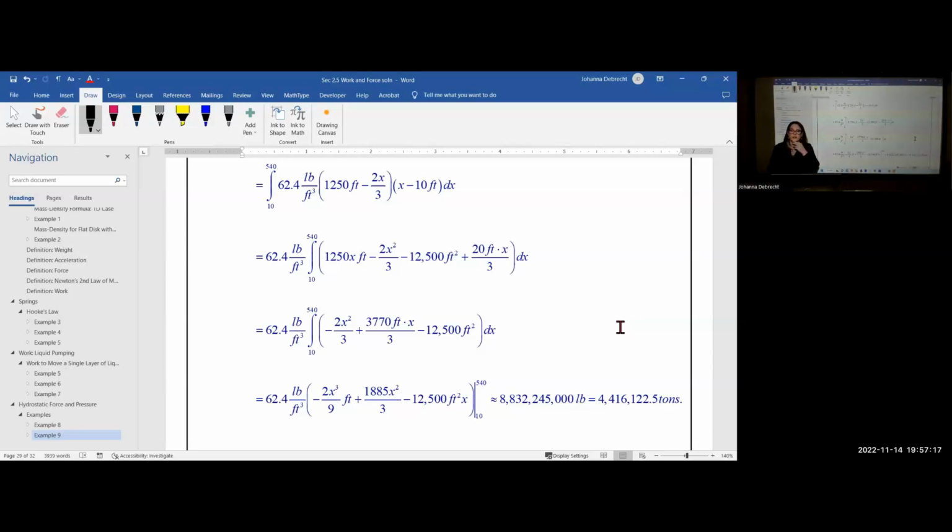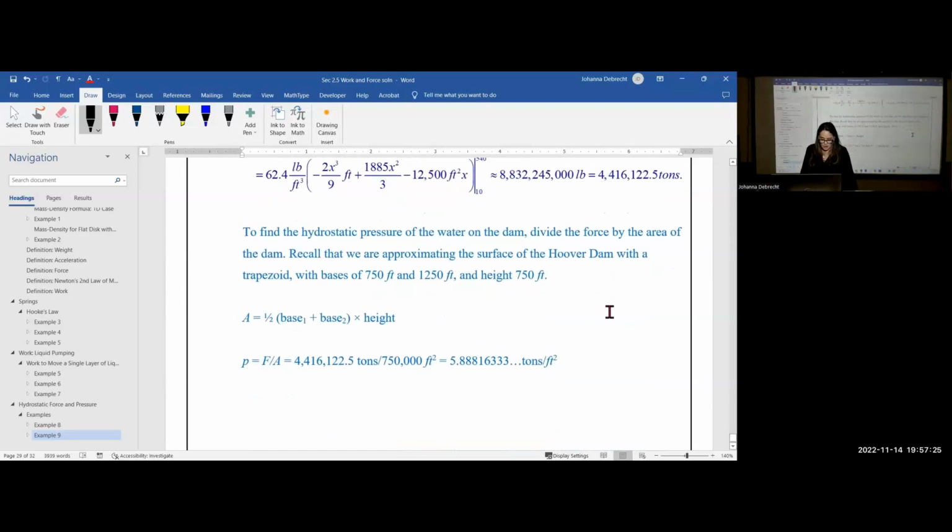Now, the last thing we might want to talk about is the hydrostatic pressure. Now, in order to figure out the hydrostatic pressure, we simply take the force that we got previously and we divide by the area of the dam. Now, the area of a trapezoid is the average of the two bases, the top and the bottom, multiplied by the height. So ours was 750 feet at the base, 1250 at the top, had a height of 750. And if you compute the area of the surface of the Hoover Dam, you get 750,000 square feet.